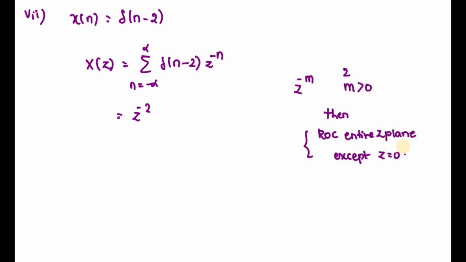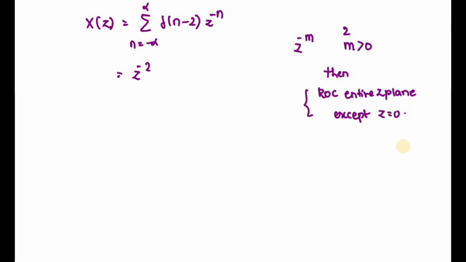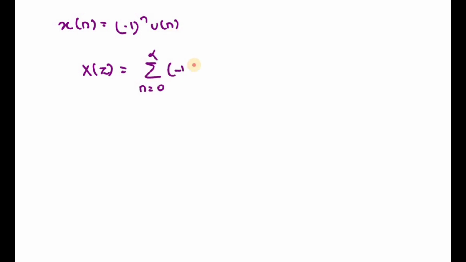Next, we will discuss another problem. x of n is equal to minus 1 power n u of n. Okay. So what is my x of z? x of z is equal to summation, since you have u of n, it is from 0 to infinity minus 1 power n z power minus n.